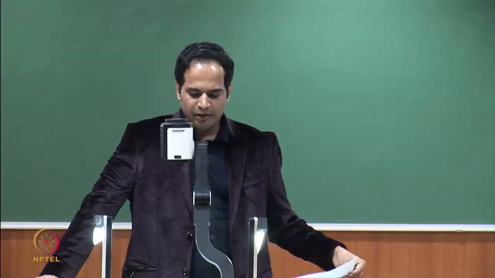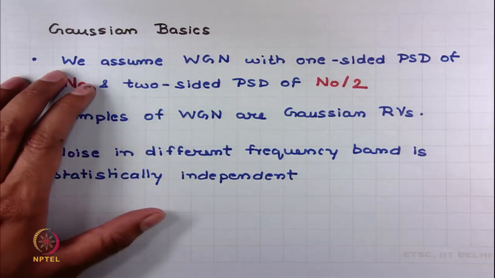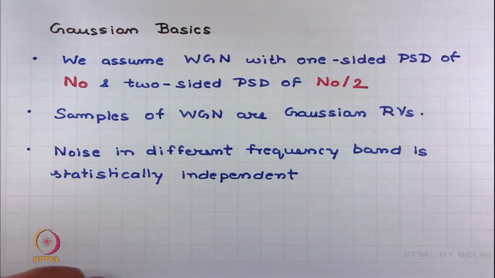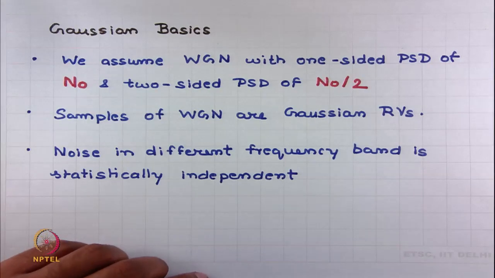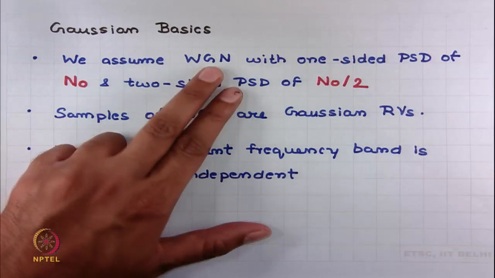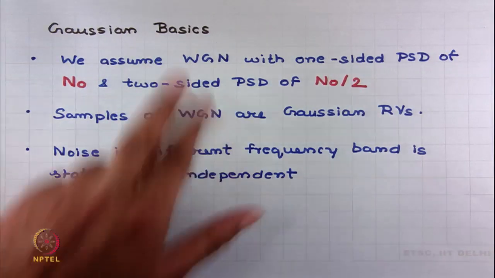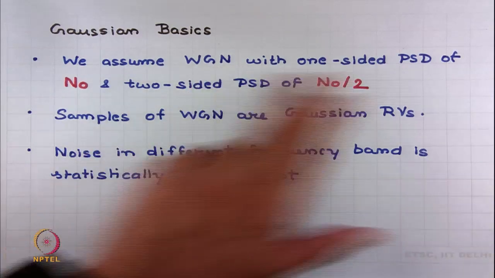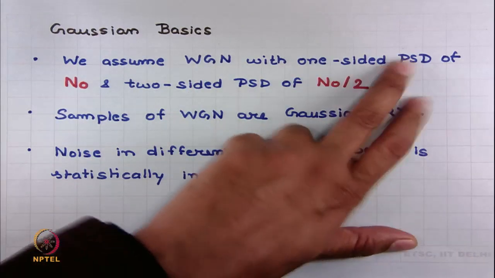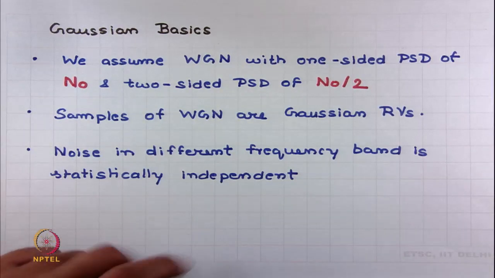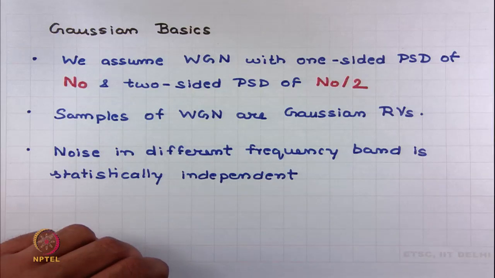Let us also revise some of the basic stuff about Gaussian noise. In the context of noise, we assume the noise to be white Gaussian noise. We have described in detail what white Gaussian noise is. Refer to lecture 17 again if you have forgotten about it. We will assume that we have white Gaussian noise and the power spectral density, namely the one sided power spectral density of that noise, is N0, and thus the two sided power spectral density of this noise would be N0 by 2.